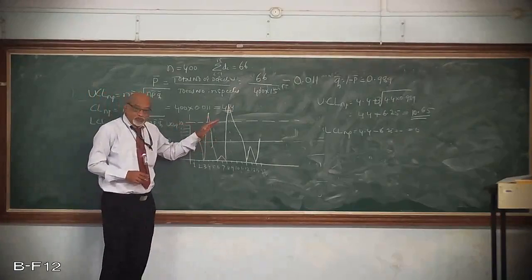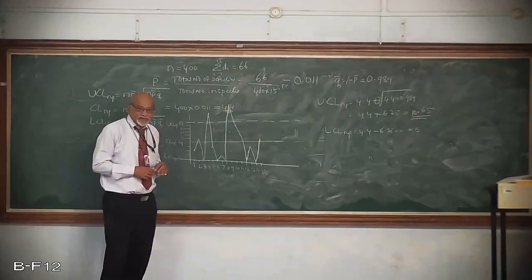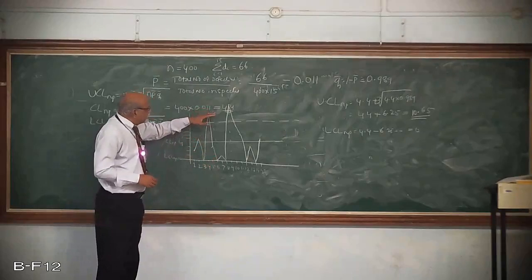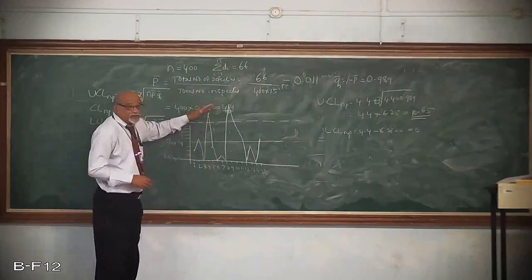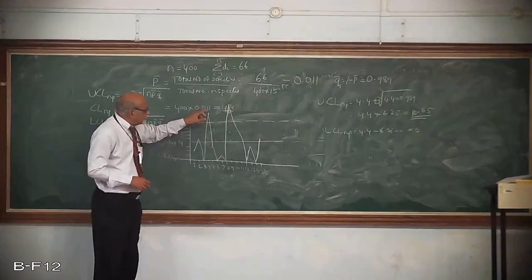Now when we move towards establishing the standard control limits, the next step is what? We need to eliminate the points which have fallen outside the control limits. How many points have fallen outside the control limits? Out of 15, 2.